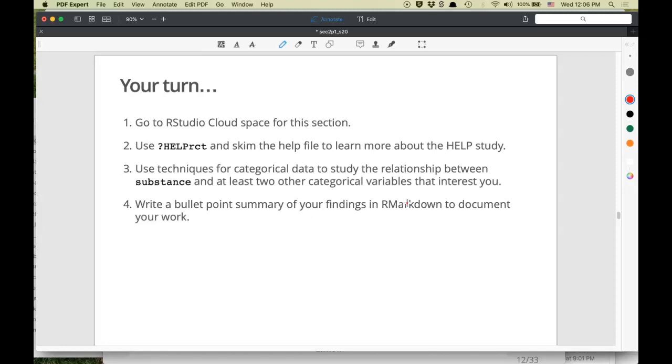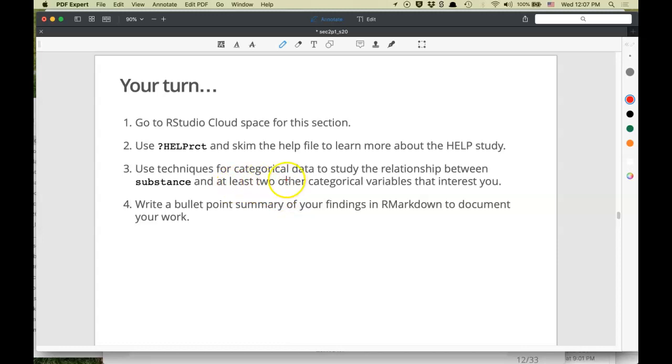So here's what I suggest. Now go to RStudio Cloud. There'll be a link in the assignment section or the lesson section for 2.1. You'll find a data set called HELPrct, or at least a template that uses this data. Once you've run library(mosaic) and library(Lock5Data), you can type this at the command line and get information about a study called HELP. It's about, I believe, drug rehabilitation. So you can take a look at that.